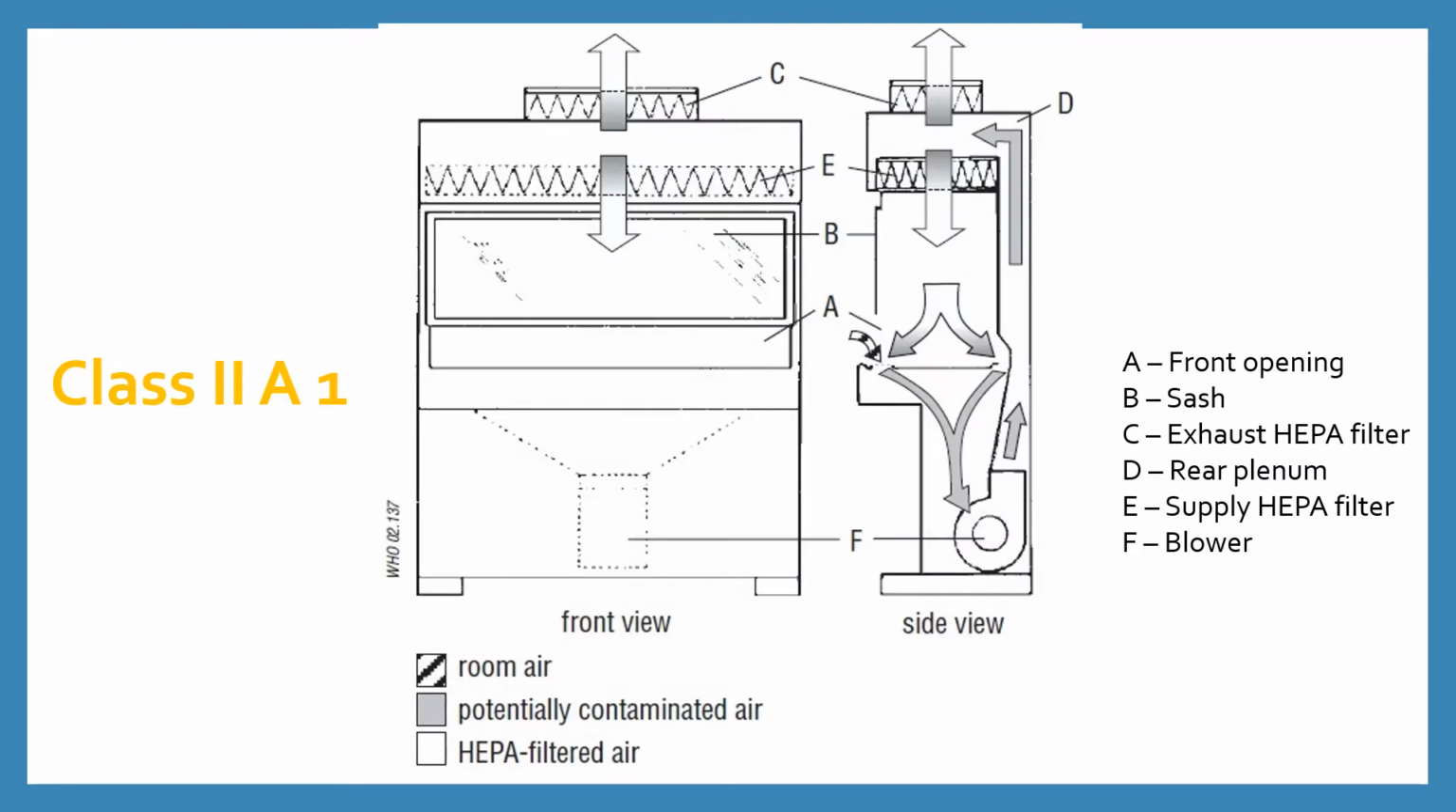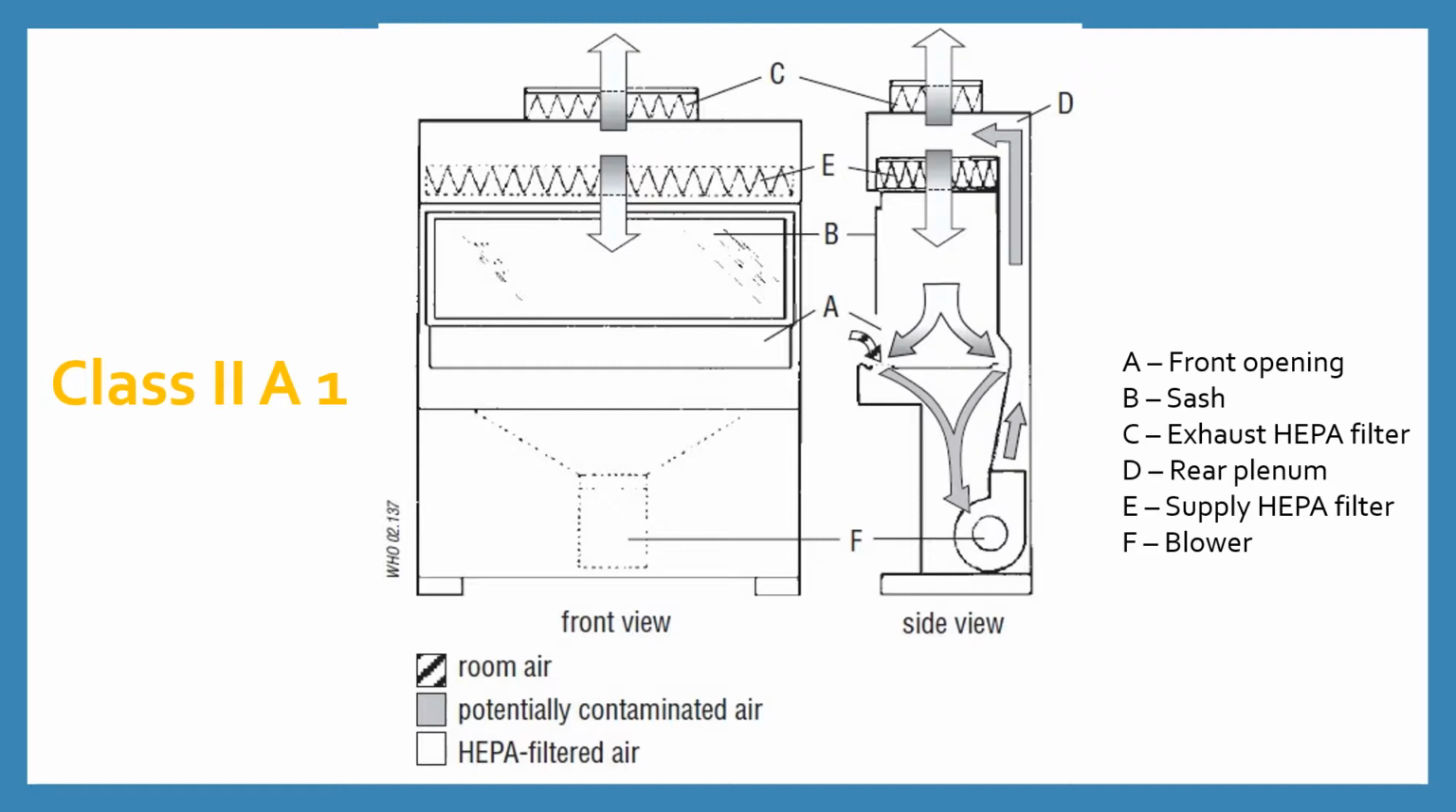Class 2 A1 Biosafety Cabinet. The given image shows the front and the lateral views of Class 2 A1 Biosafety cabinet with its parts labeled. A. The front opening through which the product is handled. B. The sash which is lifted at the time of the work. C is the exhaust HEPA filter. D is the rear plenum. E is the supply HEPA filter through which filtered air enters the cabinet. And F is the blower which helps in circulating the air.